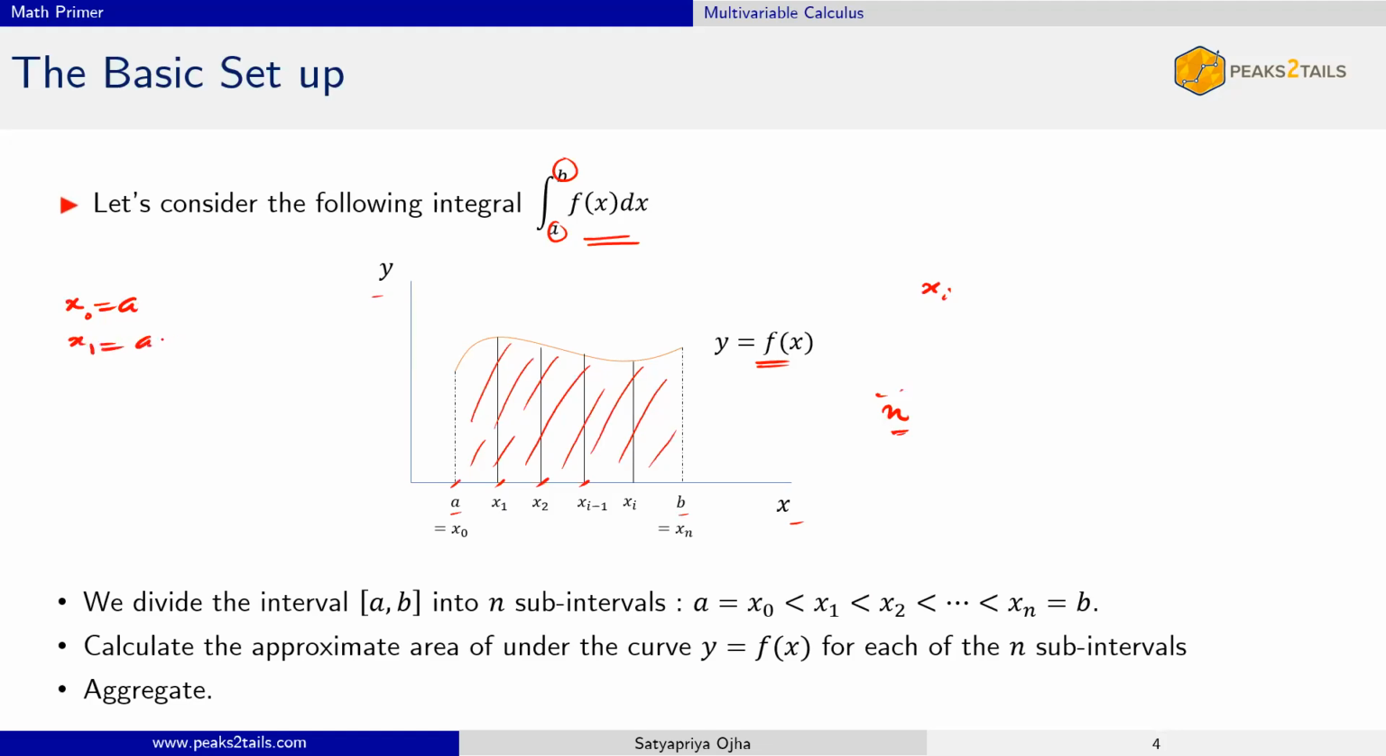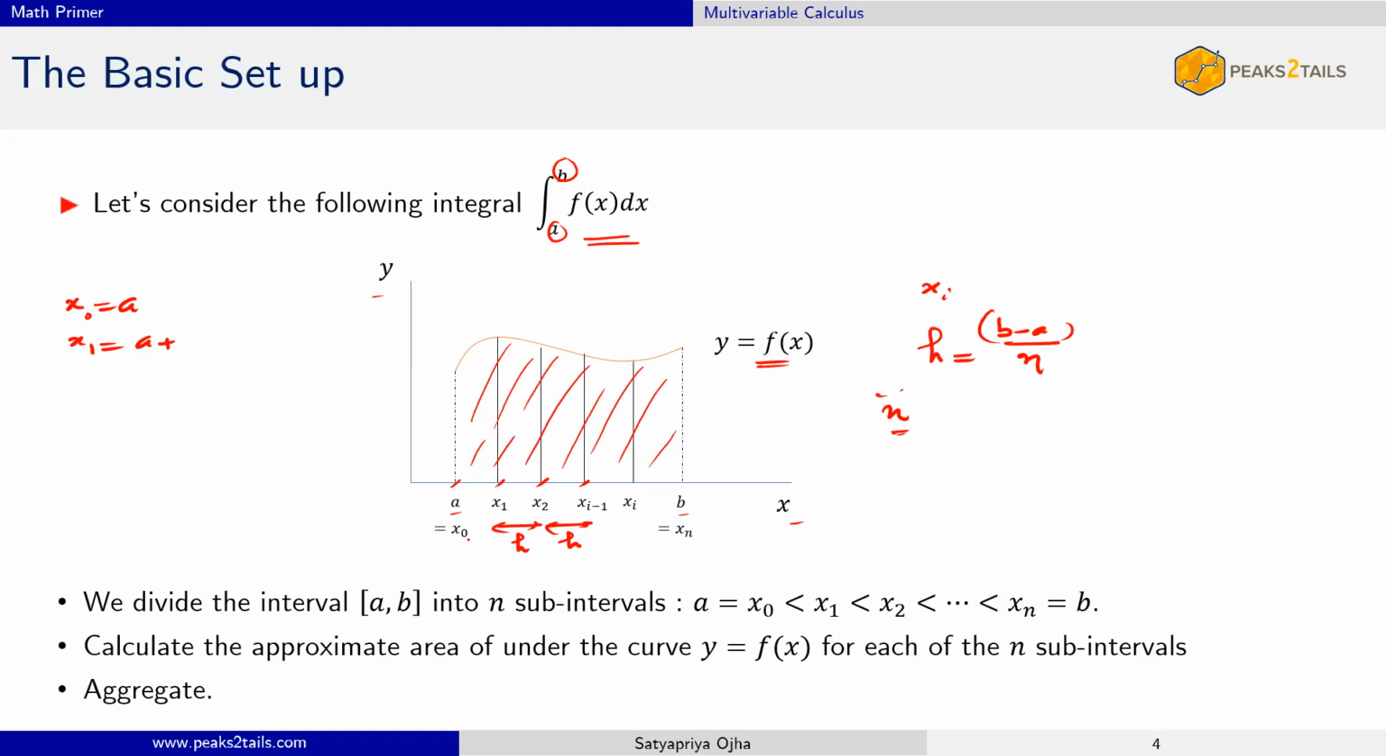x1 would be A plus whatever the width is. The width for now, let's call it h, and this h is the same everywhere. It is uniform spacing, equal width subintervals, at least for now. So what is h actually? If there are n steps, then I can easily write h is equal to (b minus a) divided by n. This is the total interval divided by the number of subintervals. That gives you the width of each subinterval.